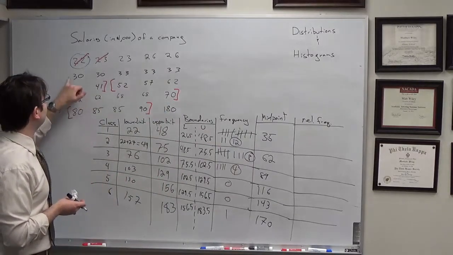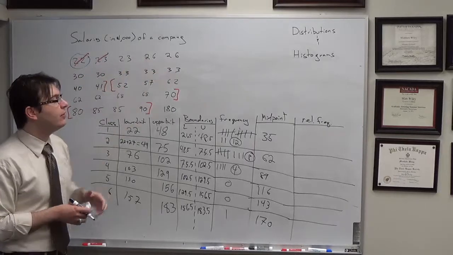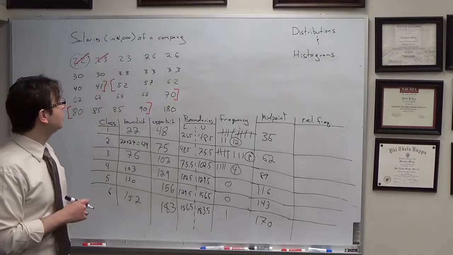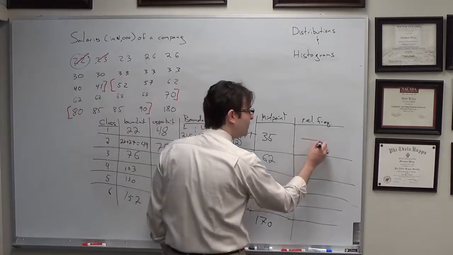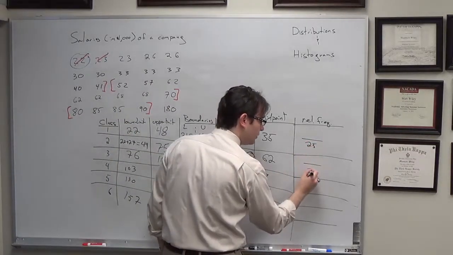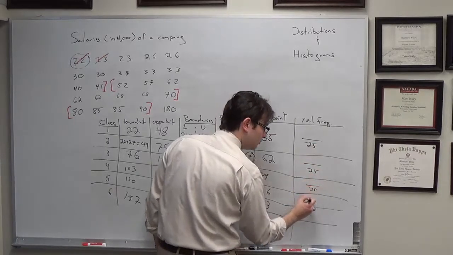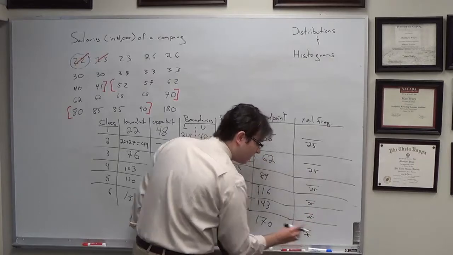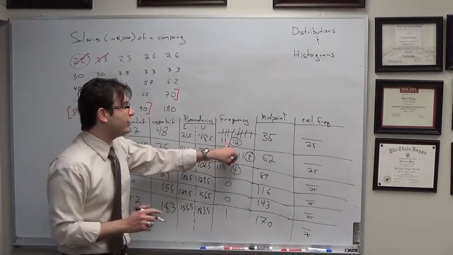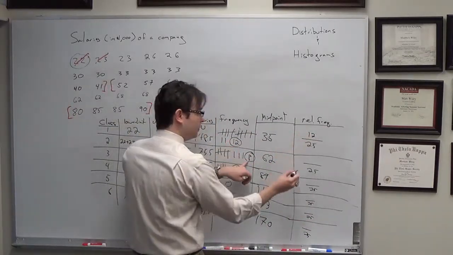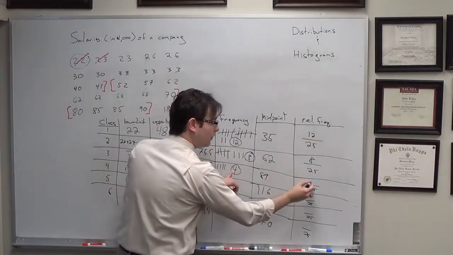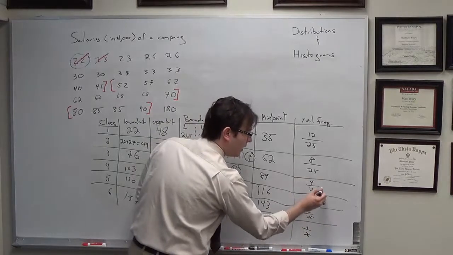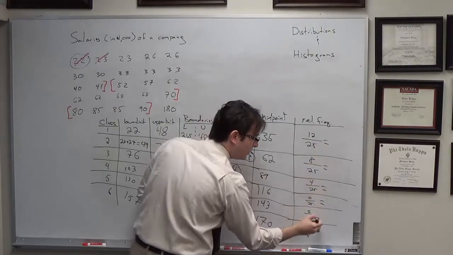Here we have 1, 2, 3, 4, 5, 1, 2, 3, 4, 5. We've got 25 folks total in our company. So the relative frequency is always going to be divided by 25. And then I just take the actual frequency count and put it on top. 12, 8, 4, 0, 0, 1. And then we just calculate out what all of these equal.